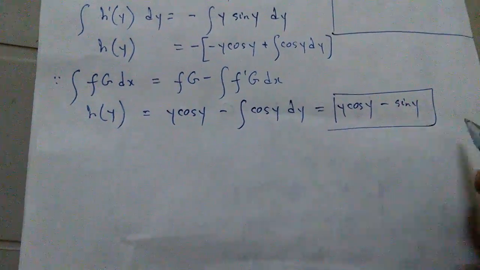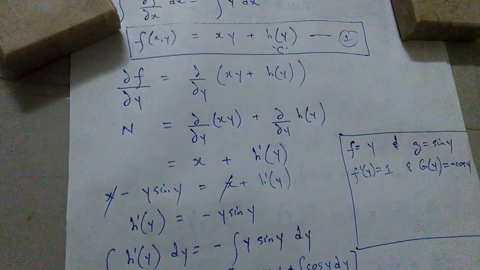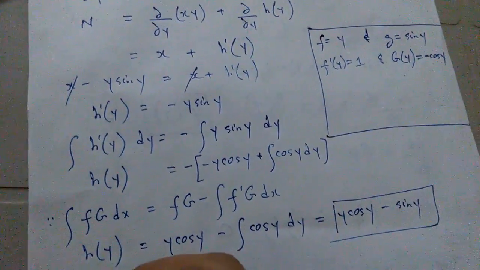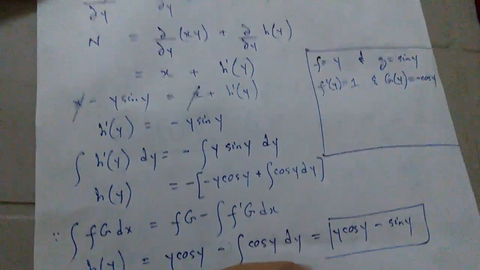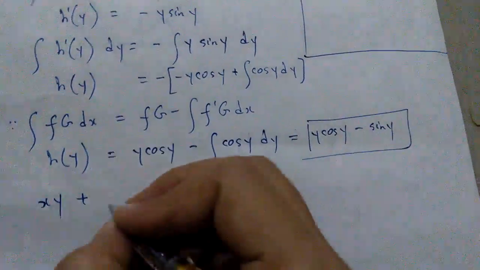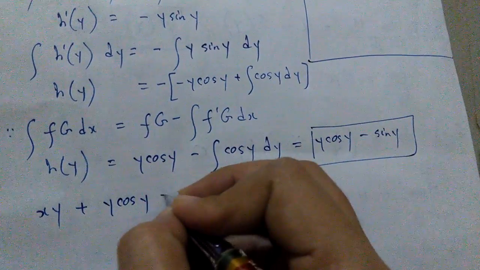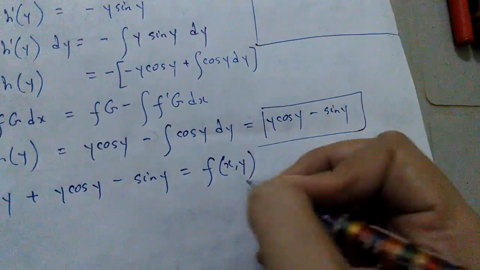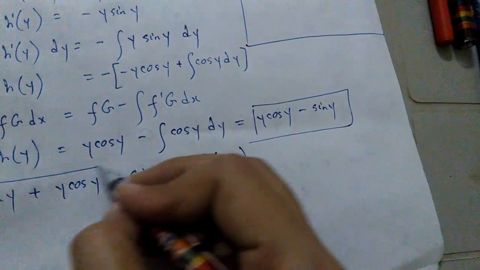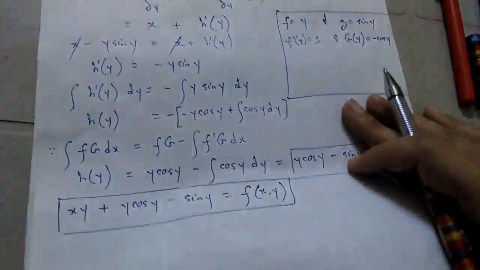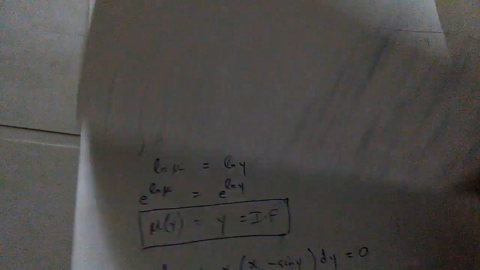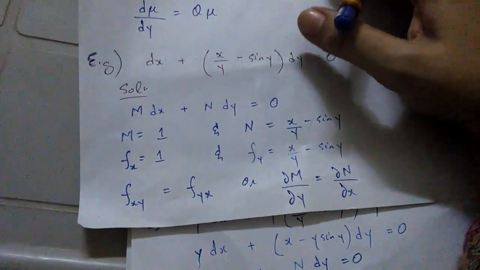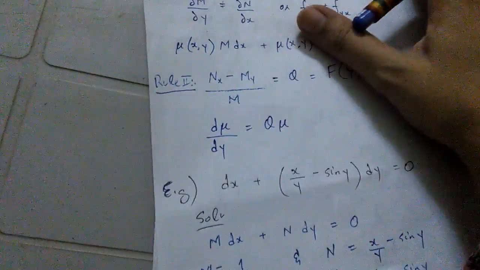I'm going to put this value of h of y over here in this equation. It's going to give me xy plus h of y, which is this, minus sine y. And this is your required function, which is behaving as the solution of this non-exact differential equation that we discussed over here. So I hope now the concept is clear in your mind to some extent.